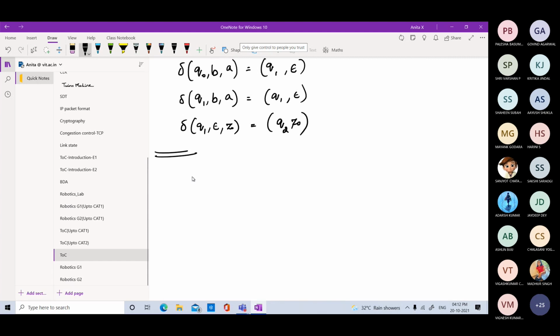We can move on to another example. A to the power n, B to the power m plus n, C to the power m, where n, m greater than or equal to 1. For the same thing, we have discussed the context-free grammar, right? Now we are discussing the pushdown automata. So how can we represent this first? Please do write the representation.